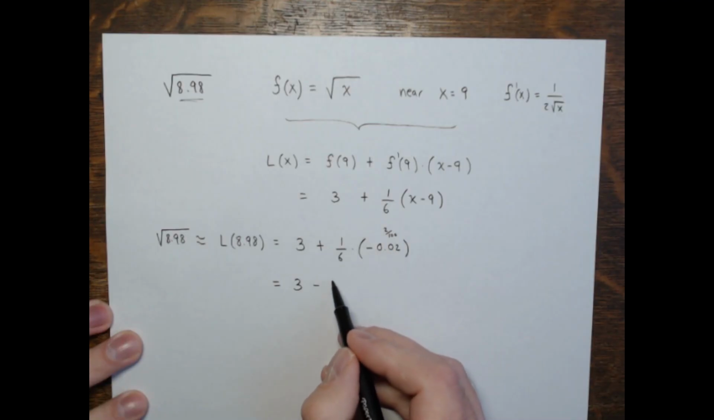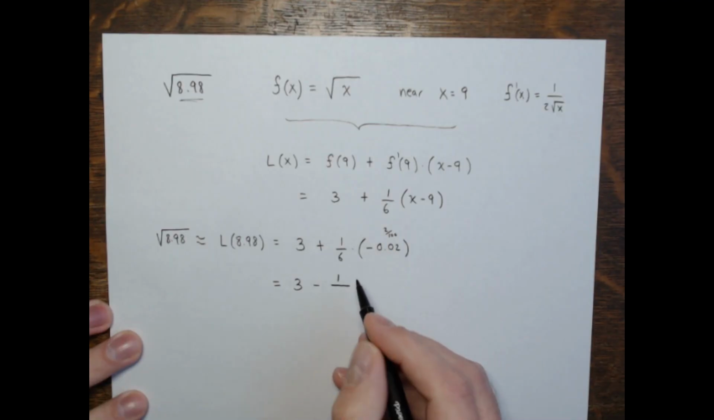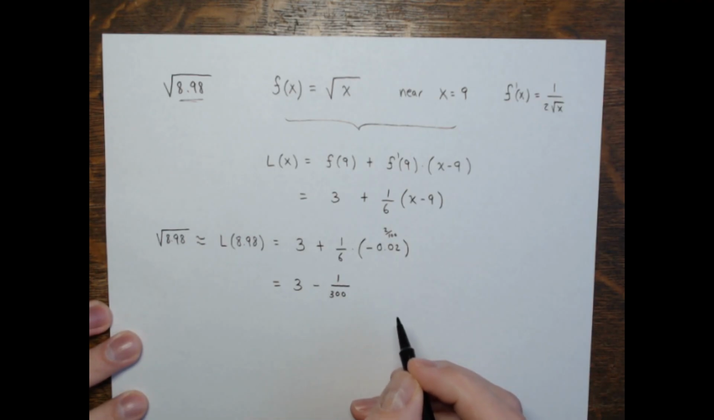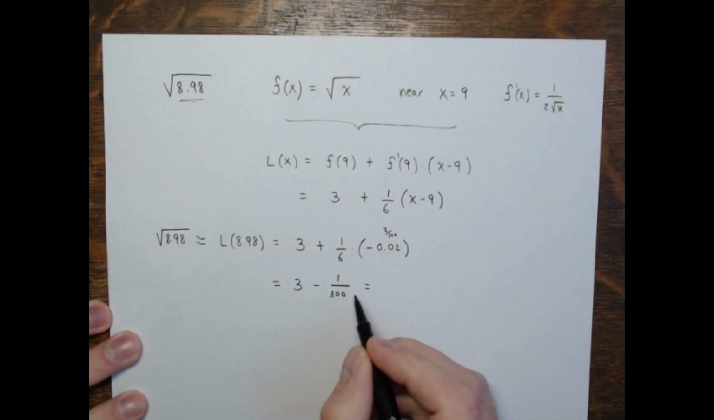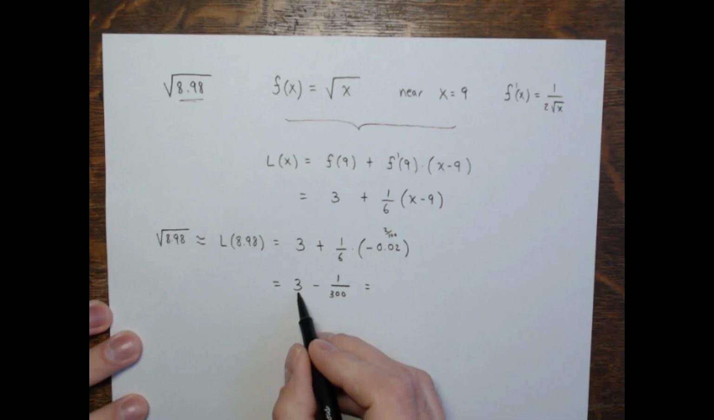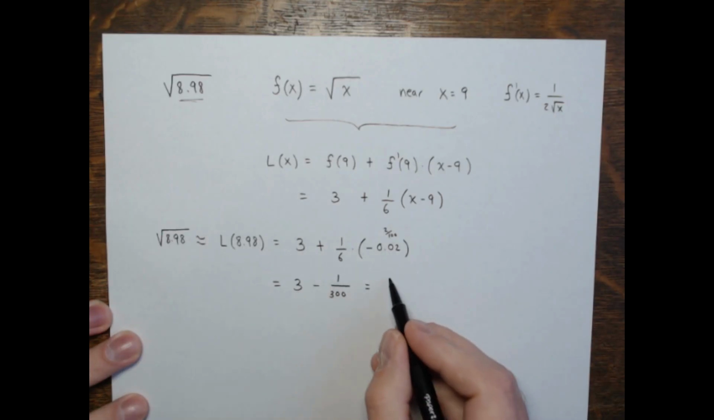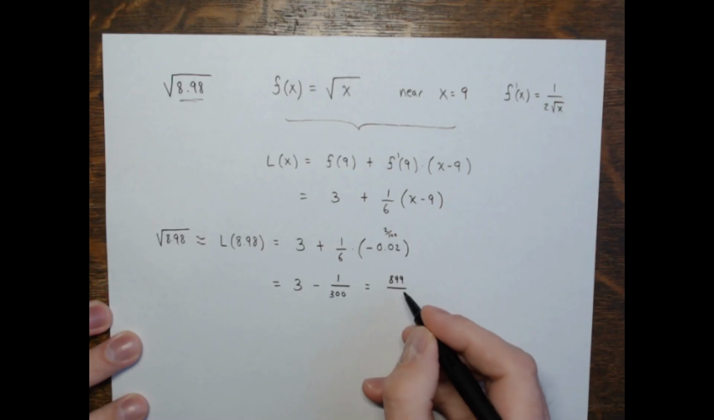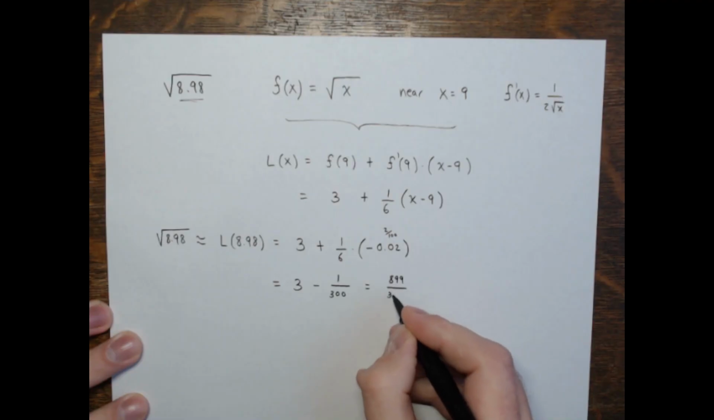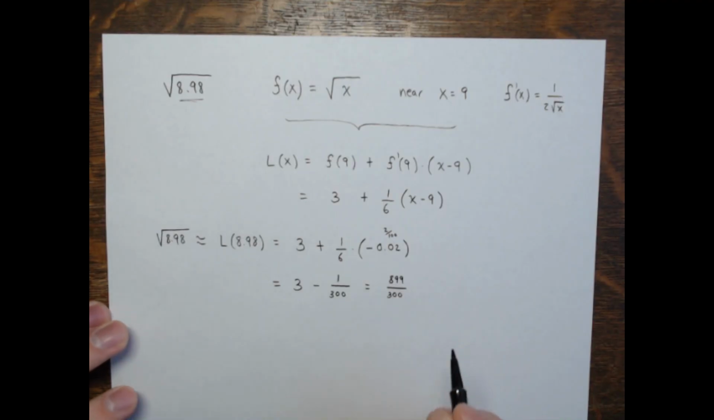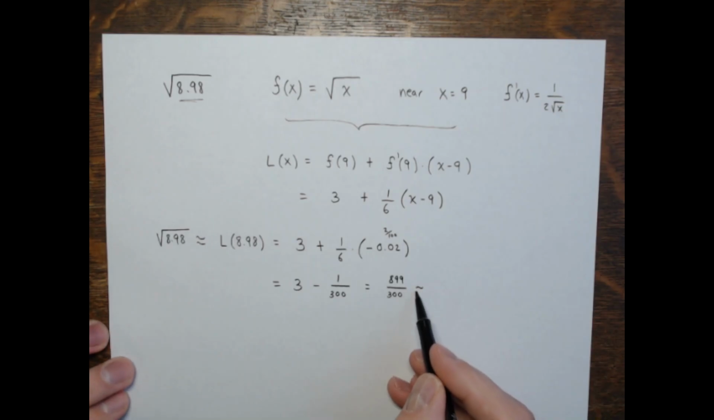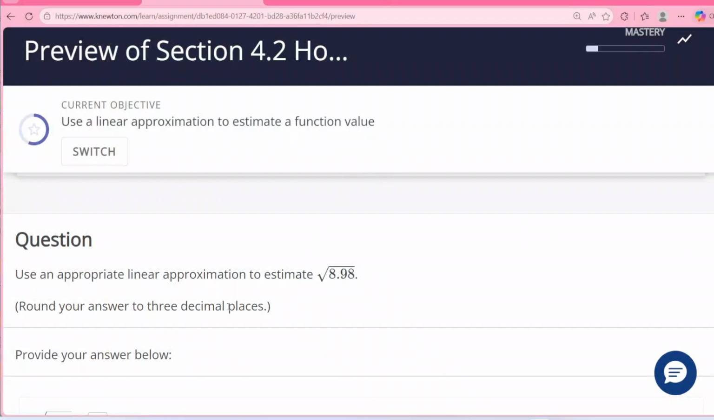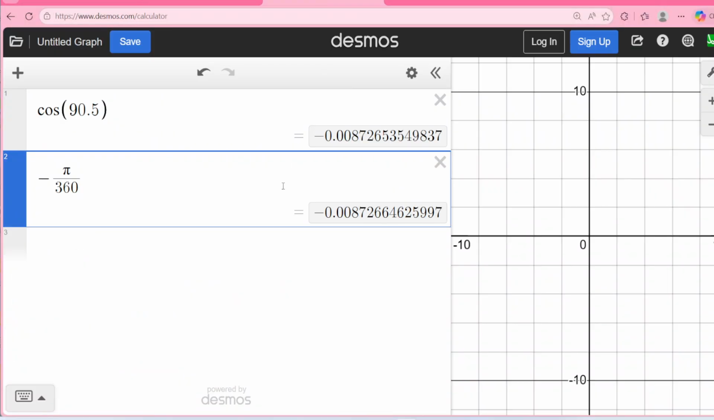So 50 times 6. So this is minus 1 over 300. And this would be 900 over 300 minus 1. So 899 divided by 300, which I'll round to 3 decimal places. All right, so let's go to a calculator here. Again, they're saying round to 3 decimal places.